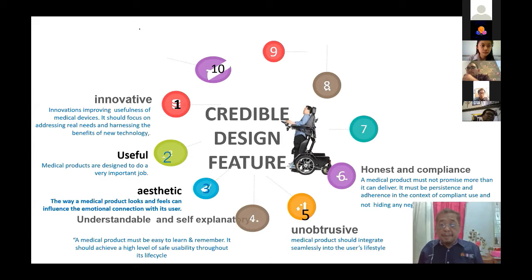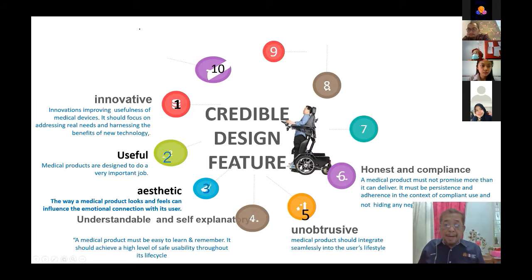Sixth, the product should be honest, right? It should deliver what it is supposed to do, and it should comply with all the requirements in the medical field. Okay. There is a list of requirements stated by WHO on product design required for medical products. So comply with it.